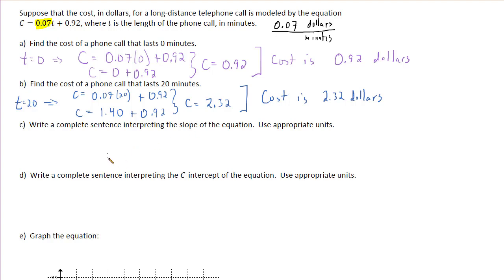So a complete sentence interpreting the slope, here's how I would write it. The cost is increasing by $0.07 per minute.